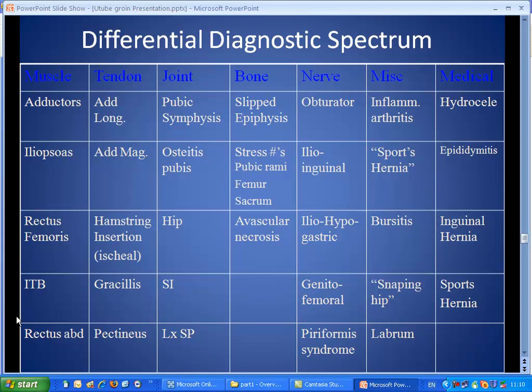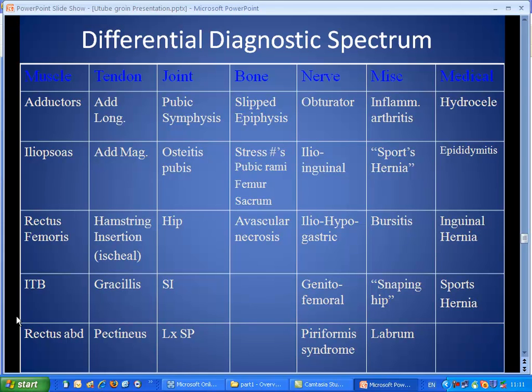This is a fairly active slide in which I've broken down many of the different components which we need to think about when we're looking at the differential diagnostic spectrum, and we need to consider issues under the categorization of muscle breakdown, which can involve the adductors, the iliopsoas, the rectus femoris, iliotibial band, and rectus abdominis. So they will be the commonest muscle groups involved. The tendons of those muscles may also be involved: the adductor longus tendon, the magnus, the hamstring insertion, and gracilis and pectineus. So the muscular tendinous structures are our first priority to identify. Are they symptomatic and part of the symptom pattern?